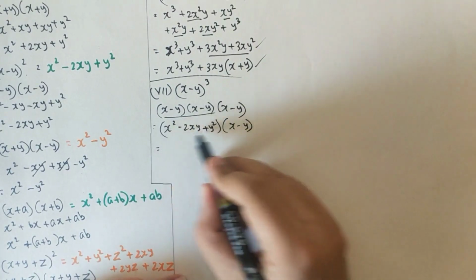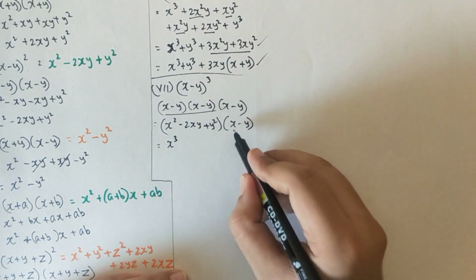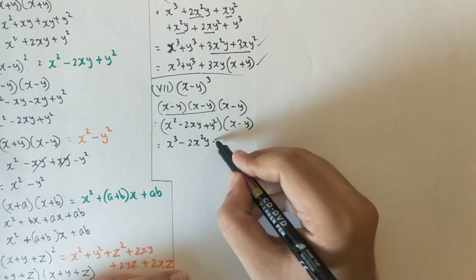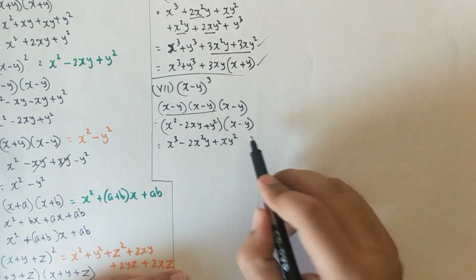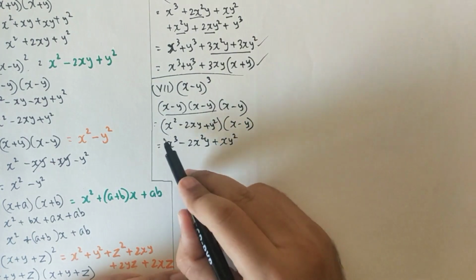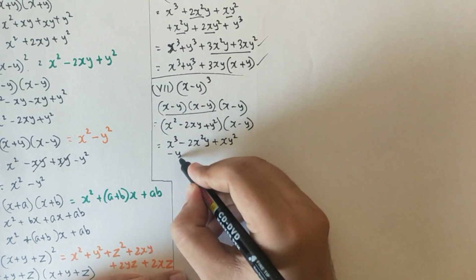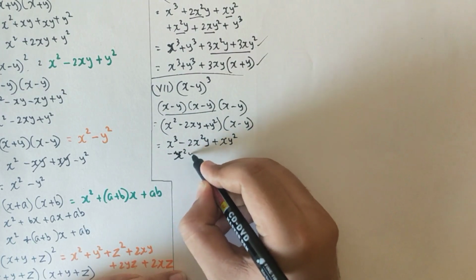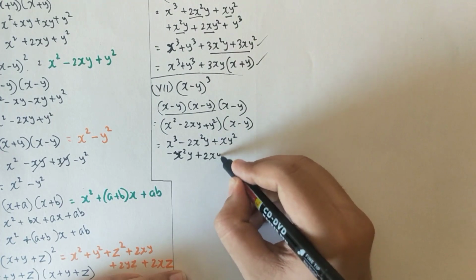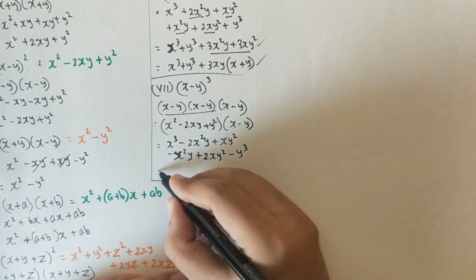This x will get multiplied with the whole bracket. X multiplied by x square will be x cube. X multiplied by minus 2xy will be minus 2x square y. X multiplied by y square is x y square. Now this is minus y. Be careful. This minus y will get multiplied and the sign of all the terms will become changed. Minus y into x square is minus x square y. Minus y into minus 2xy is plus 2xy square. Minus y into y square is minus y cube.